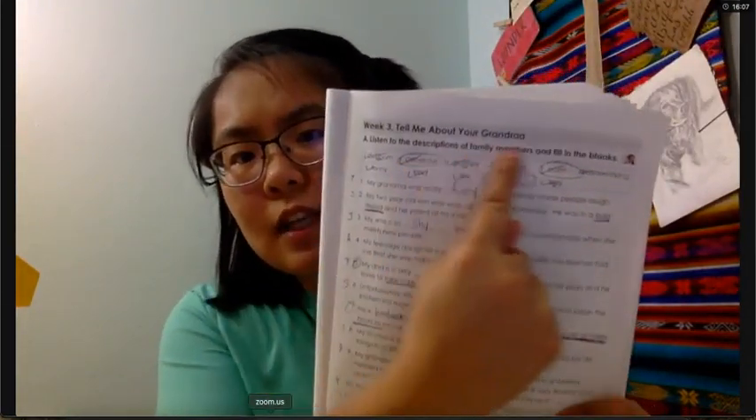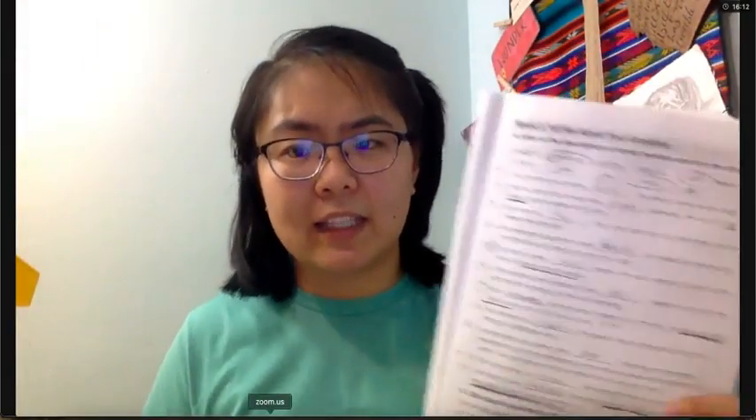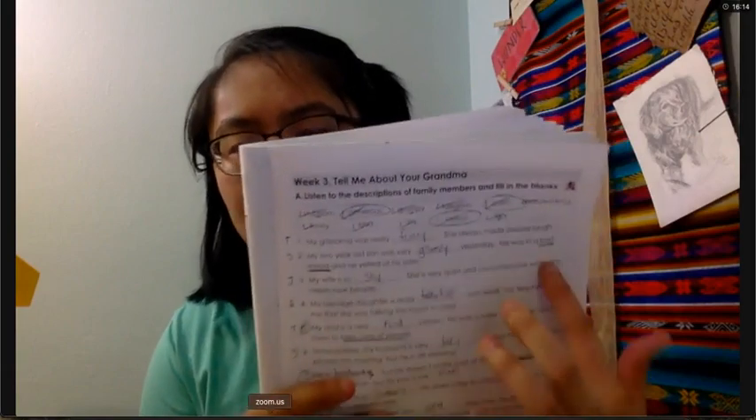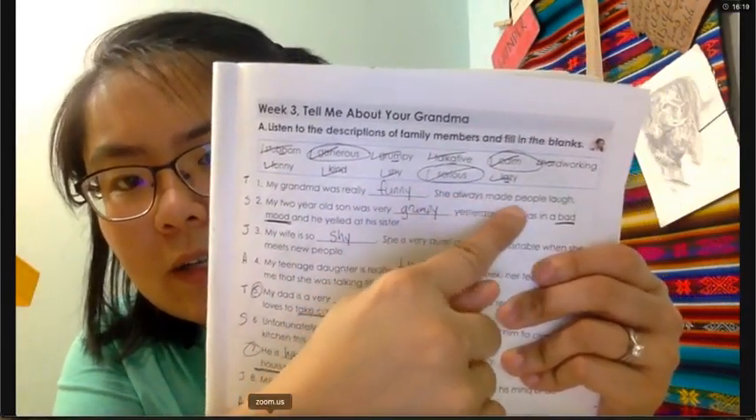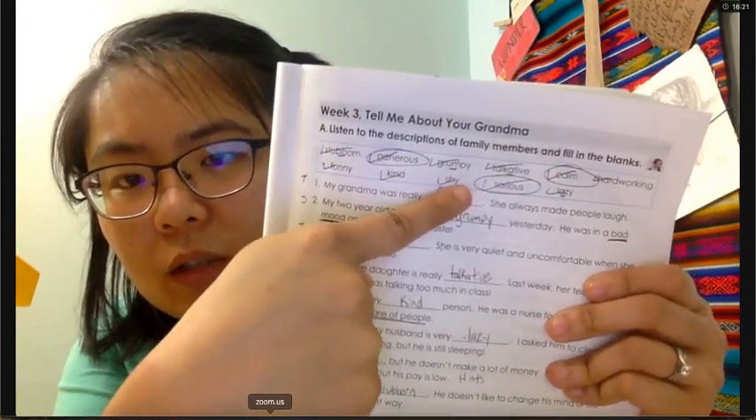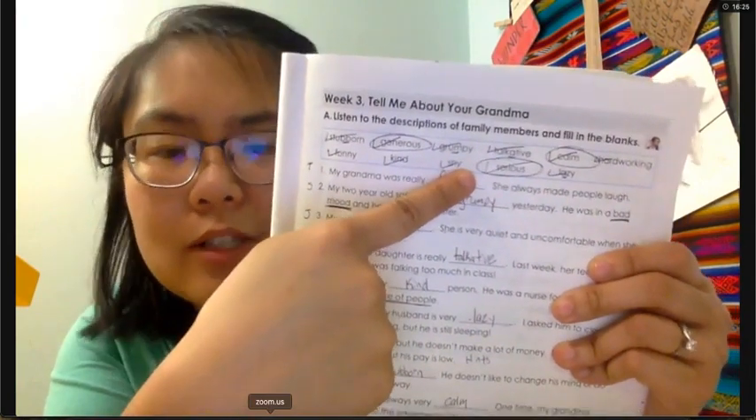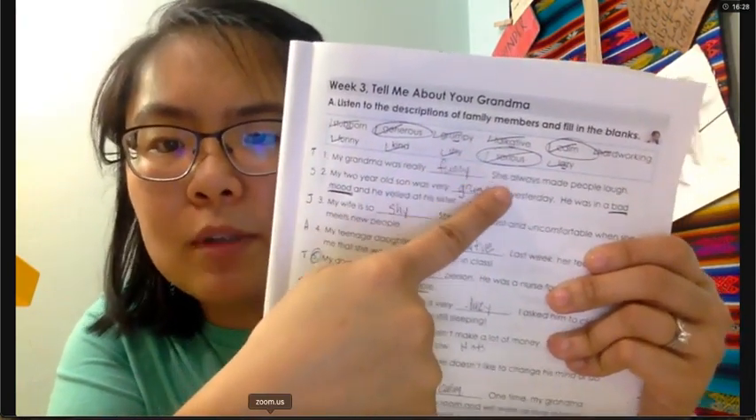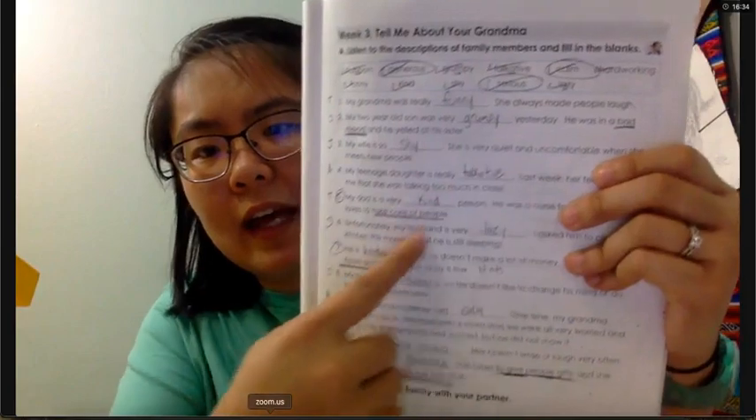Lots of family members and lots of ways to talk about our family members. Tell me about your grandma. What is she like? So here we practiced using clues, context clues, right? My grandma is really what? We don't know, right? We have to fill in the blank. Oh, well, here's a hint. She always makes people laugh, right? So, oh, that must mean funny, right? Making people laugh. Someone is funny. So we did that for all of these words.